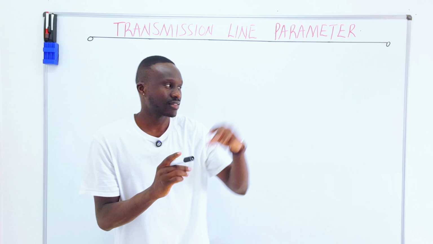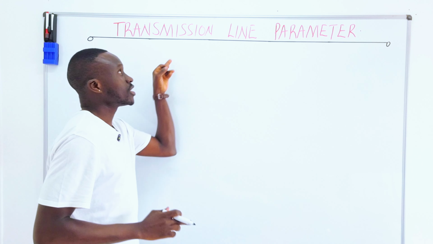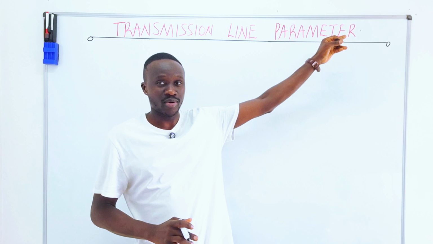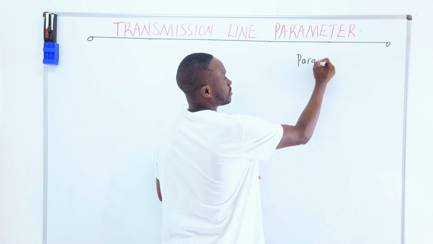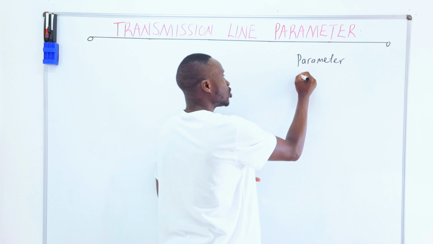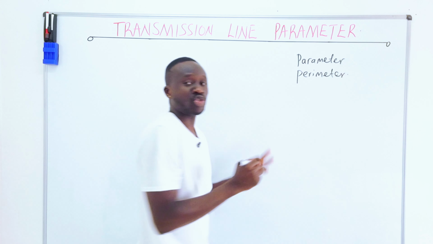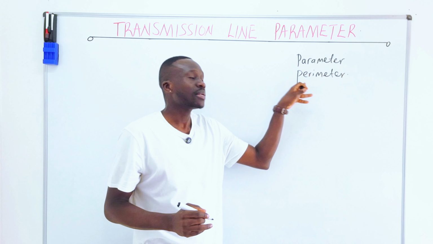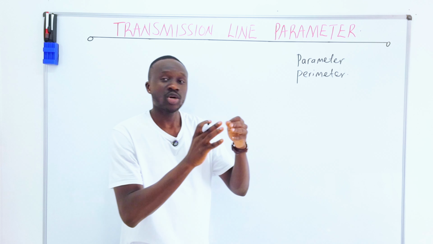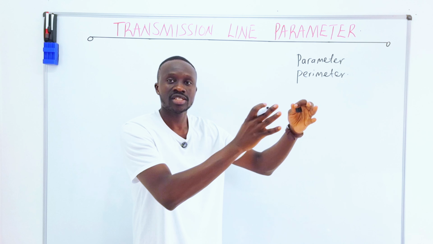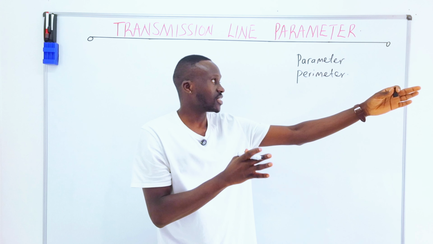And perimeter, check, this is the difference. Some people may call it transmission line perimeter. No, transmission line parameter, not perimeter. There are two words, parameter and perimeter. Parameter is the characteristics or the quality of the performance of a system.